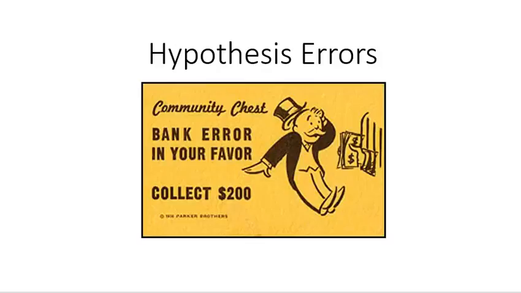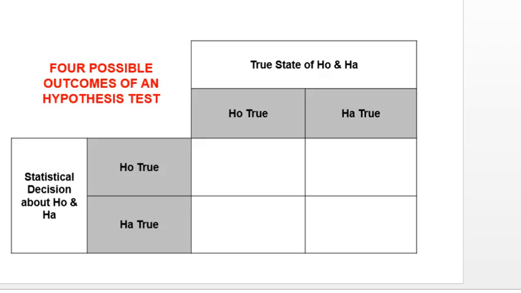Okay, this is just a real quick video on hypothesis errors. Hypothesis errors are things that could go wrong in hypothesis testing. Not things that you've done as a statistician, but things that can go wrong because of bad data. So let's first focus on the types of errors that you can have.